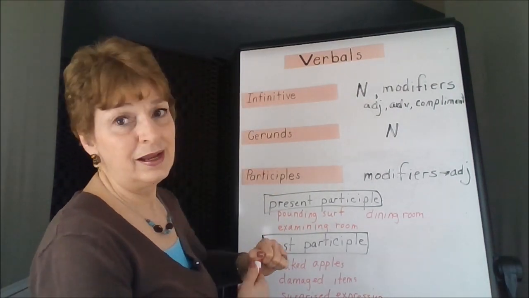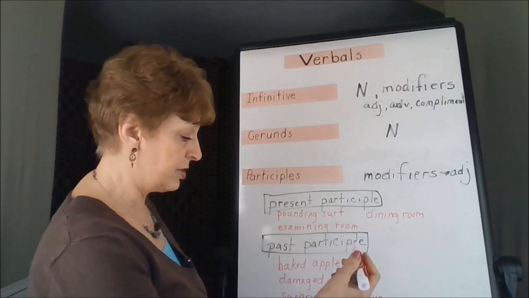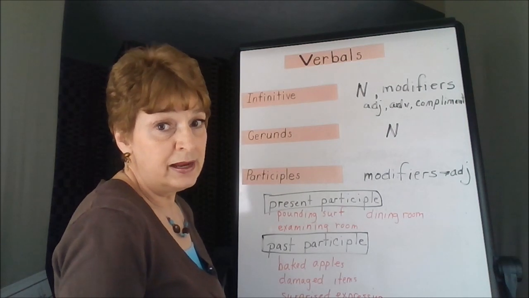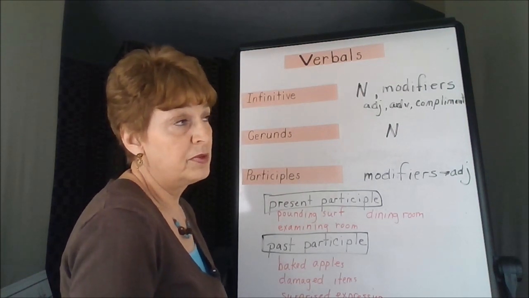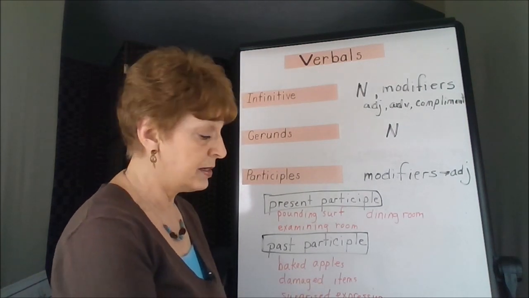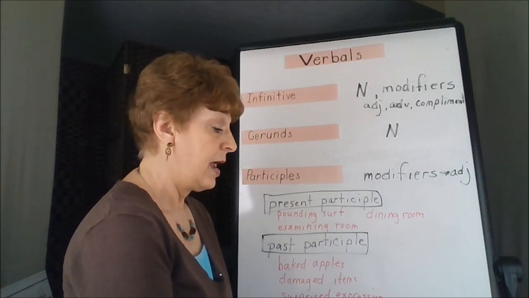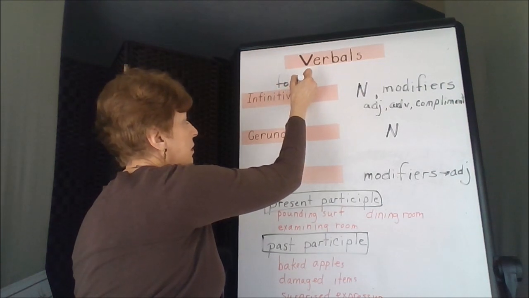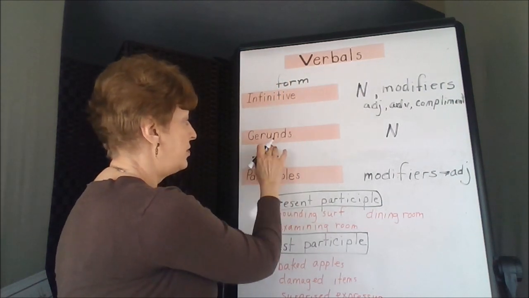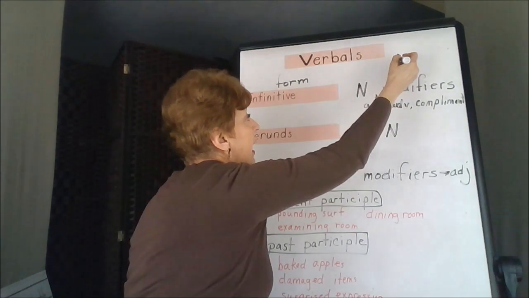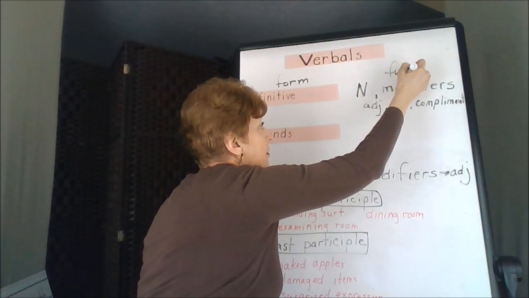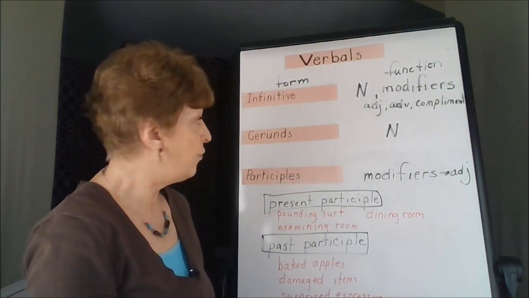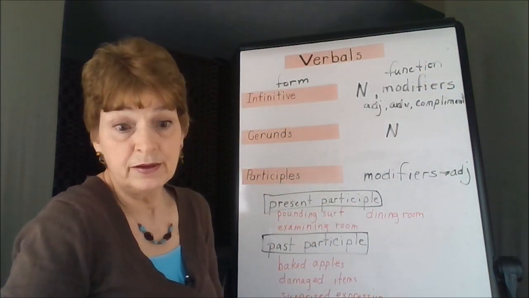Verbals come in a couple of different flavors. When we're using verbals, we're going to be looking for certain words inside the sentence, but they're categorized as to their form, which would be infinitive, gerund, and participles, and their function. So the first form that we're going to talk about is the infinitive.